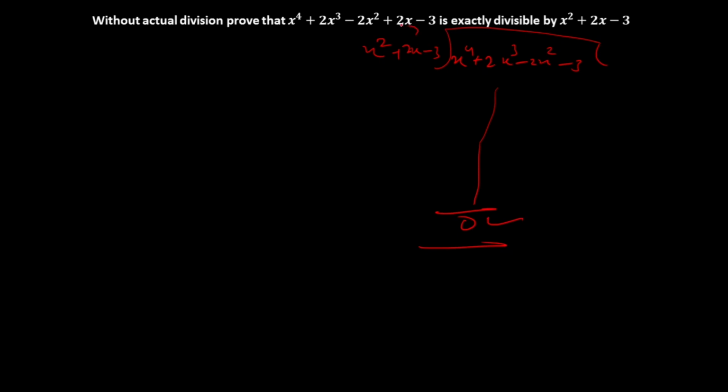It means this is a factor of that, or this is exactly divisible by this, if I prove the remainder is coming 0. And what is the method? That long division method. But as per the question, this is given to us without actual division. Now without doing this long division, I have to prove this whole polynomial is exactly divisible by this polynomial. So what is the method for this?